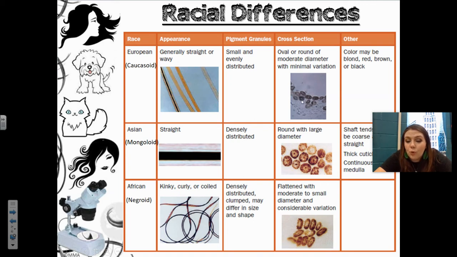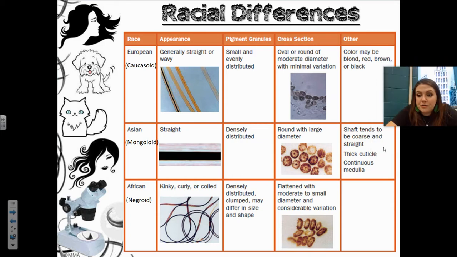So it's either they're round or they're in between. So not super flattened hair, but not super round either. Color may be blonde, red, brown, or black. So could be all variations of colors for Caucasians. Then Mongoloid, now that's not just Asian. Native Americans also fall into this category.